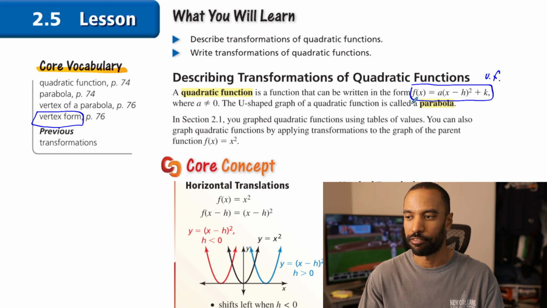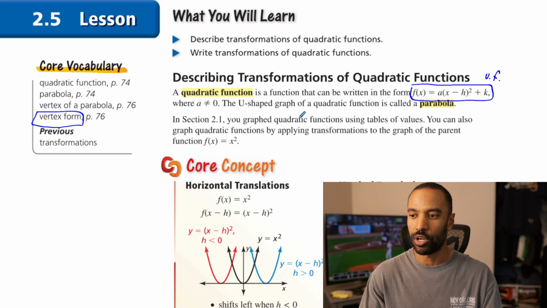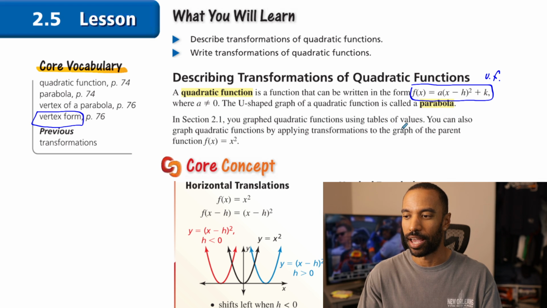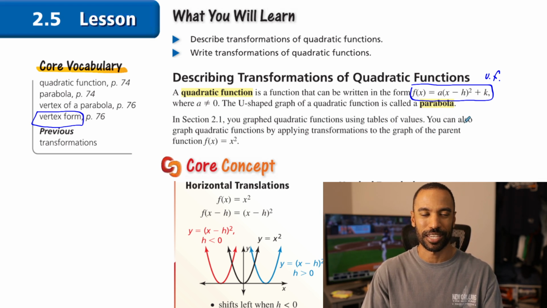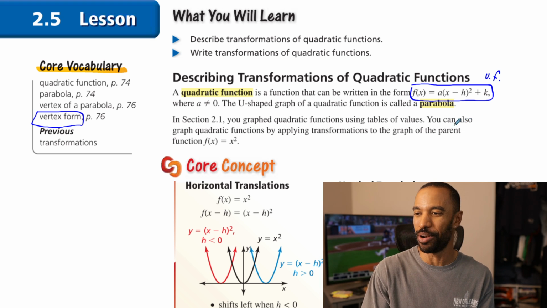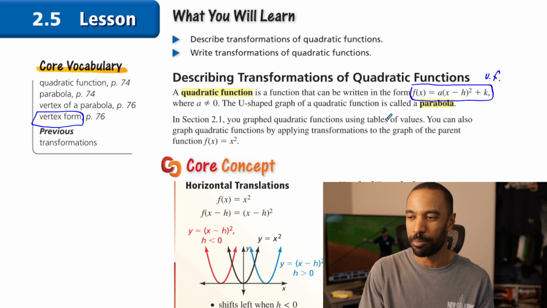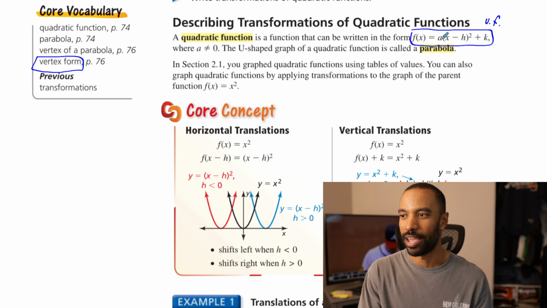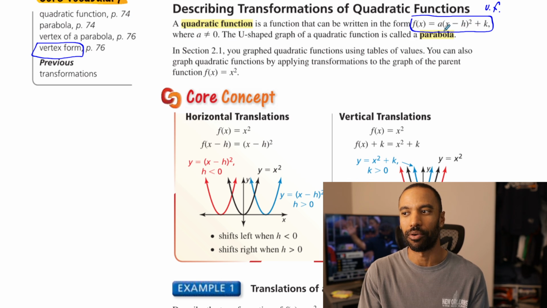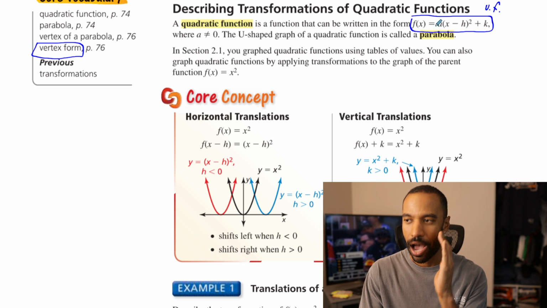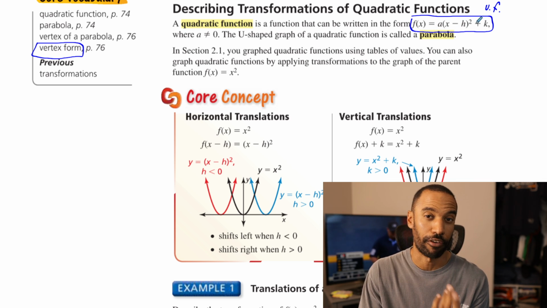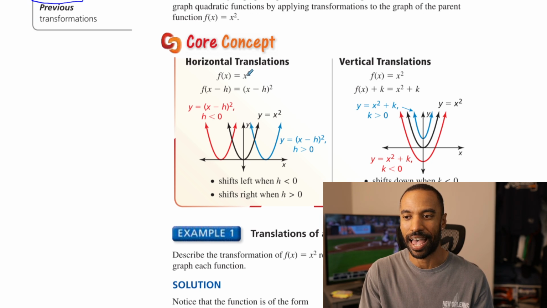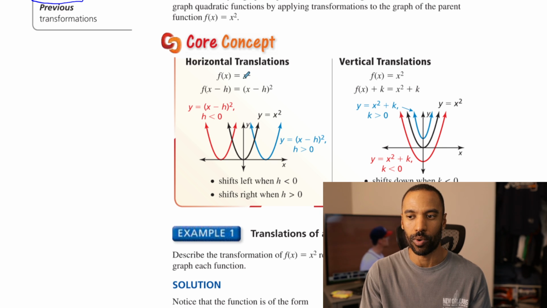The U-shaped graph of quadratic functions called a parabola. In section 2.1, we graphed quadratic functions using tables. I didn't. You can also graph quadratic functions by applying transformations to the graph of the parent function, f of x equals x squared. They're going to let us do it without a table. Look at that. They're saying table, nable. No. Okay. Now, we're going to break down how this vertex form truly works out. It's not just the vertex form. It's how these things transform your graph. And then, therefore, why it's called vertex form. So there are horizontal translations which exist inside of the function itself. The x that's being squared may not just be x.